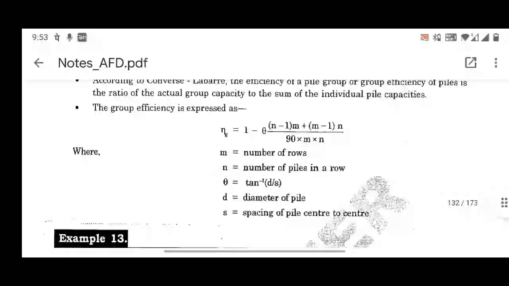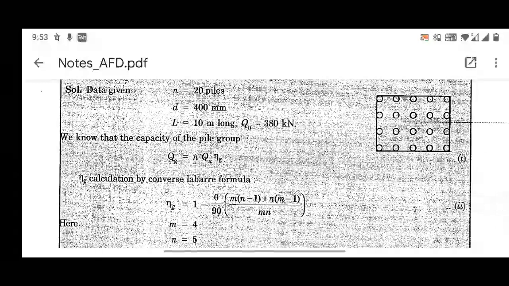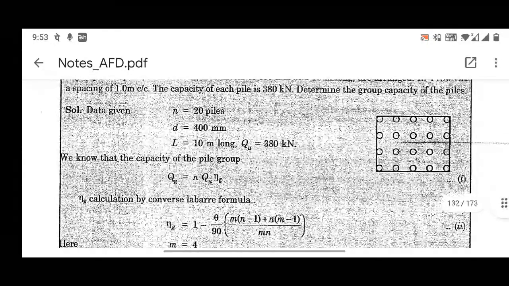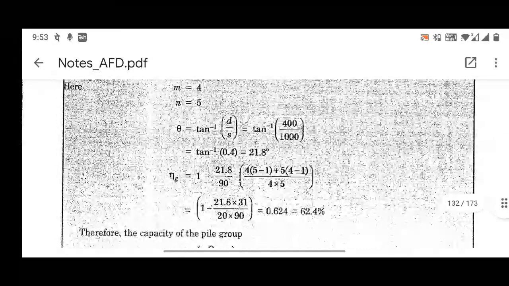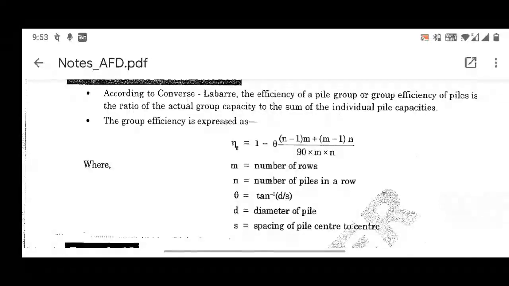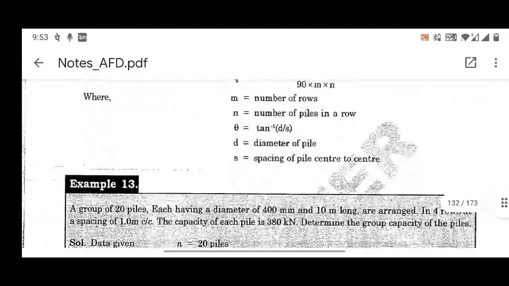Based on that, you have this simple numerical where they have used the Converse-Labarre formula. They have considered four rows, and we can easily see that four rows and five columns are there, so they have put m as four and n as five. We have already seen how to compute theta. Theta is equal to tan inverse d by s, where d is the diameter and s is the spacing.